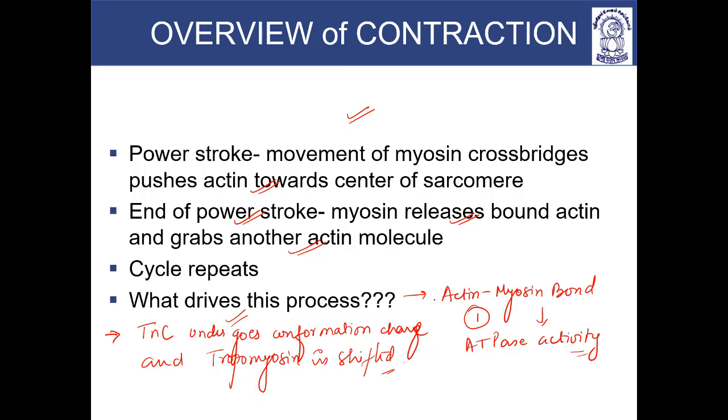Actin sites become free to bind with myosin. Because of the change in the conformation of troponin C, which has the calcium binding site, the tropomyosin is shifted and the actin sites become free to bind with myosin. Is it understood?